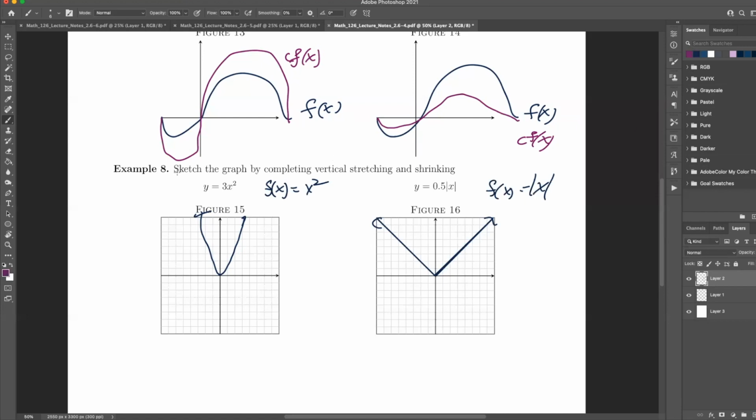So what are we doing now? Here, we're going to be stretching it by 3. So this is stretched vertically by 3. It's 3 times x squared. And then here we're going to take the absolute value of x and we're going to shrink it vertically by 0.5. So roughly, what does that mean?